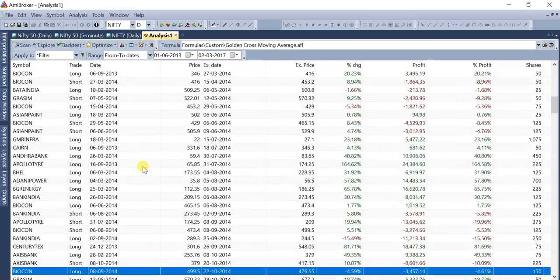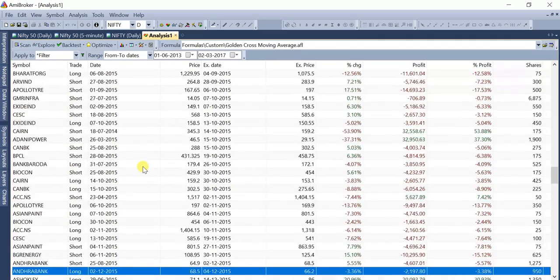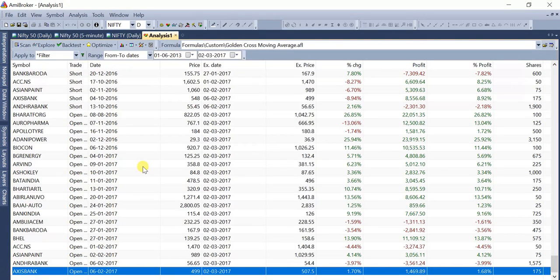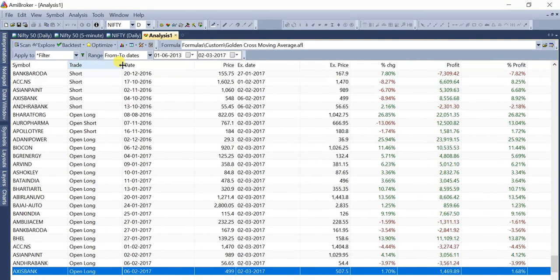This way we are trading in all the stocks with an equal amount, and the last trades, all these last trades are still open. Some of them are open long and some of them are open short. So I can describe the last trade. The Axis Bank is open long. The trading date was 6th February. At that time the signal was triggered. The price was 499 and now it is 507. So that is the result.